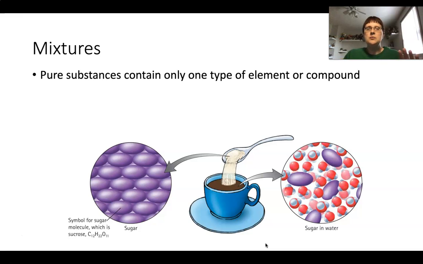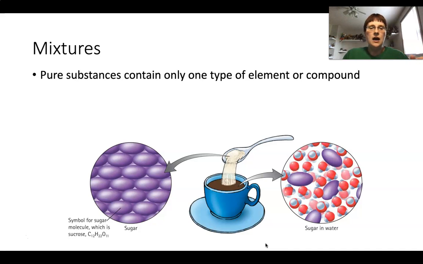So pure substances can only contain one type of element or compound. We talked in previous videos about elements. Elements, again, are things that are made up of just one atom. And then compounds are anything that is made up of a combination of elements, but the compound for a pure substance has to be all the same compound. So for a pure substance like water, for it to be pure water, it can only contain water. It can't contain anything else.